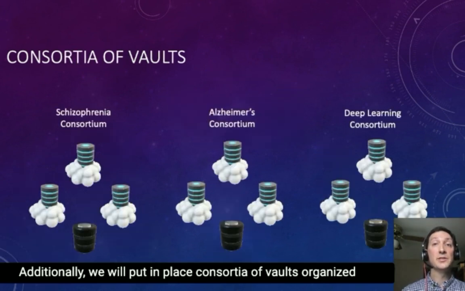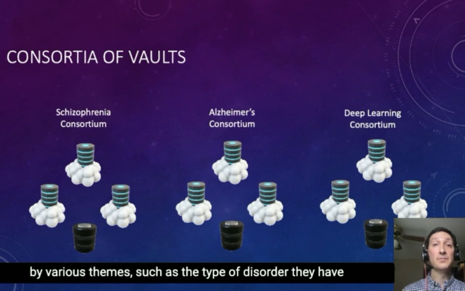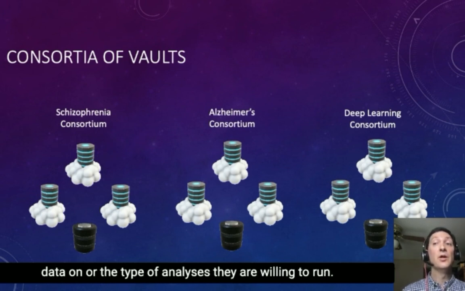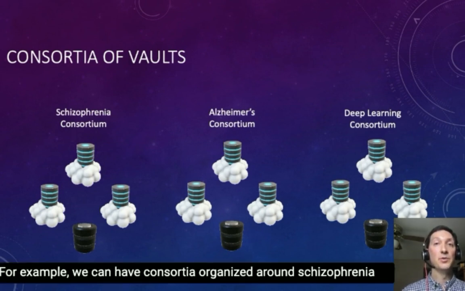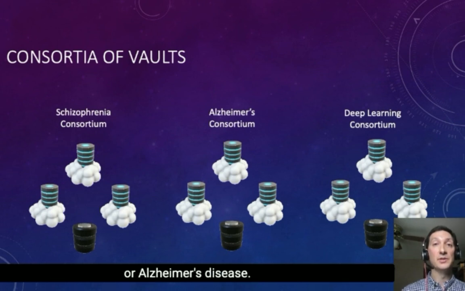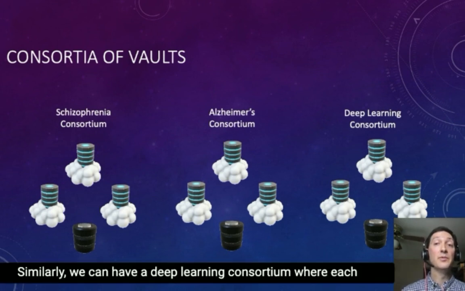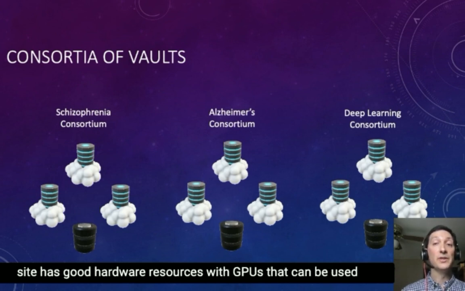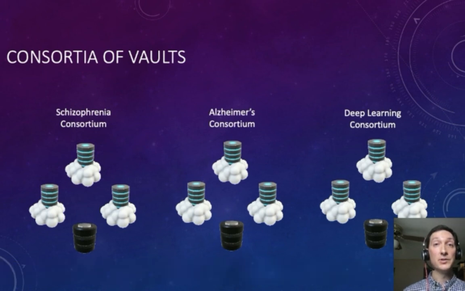Additionally, we will put in place consortia of vaults organized by various themes, such as the type of disorder they have data on, or the type of analyses they are willing to run. For example, we can have consortia organized around schizophrenia or Alzheimer's disease. Similarly, we can have a deep learning consortium, where each site has good hardware resources with GPUs that can be used for training neural networks.